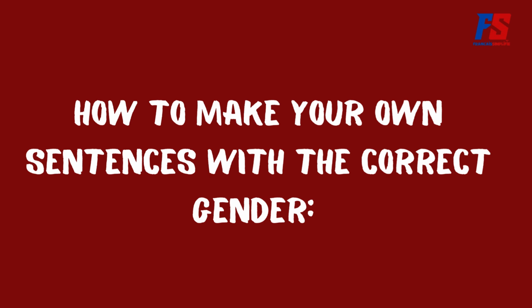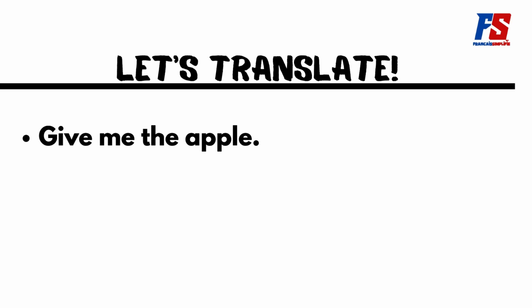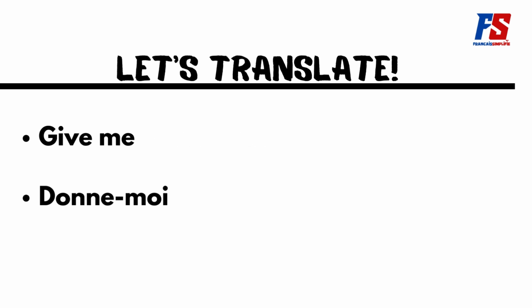We move on to the third and last part of this lesson, which is how to make your own sentences with the correct gender. Alright, we're going to do some English to French translation. Okay, we start with this sentence. Give me the apple. Our focus is the apple. When you do the lesson on verb conjugation, you will understand the verb parts, but don't bother with that right now. So we start. Give me in French is donne-moi.